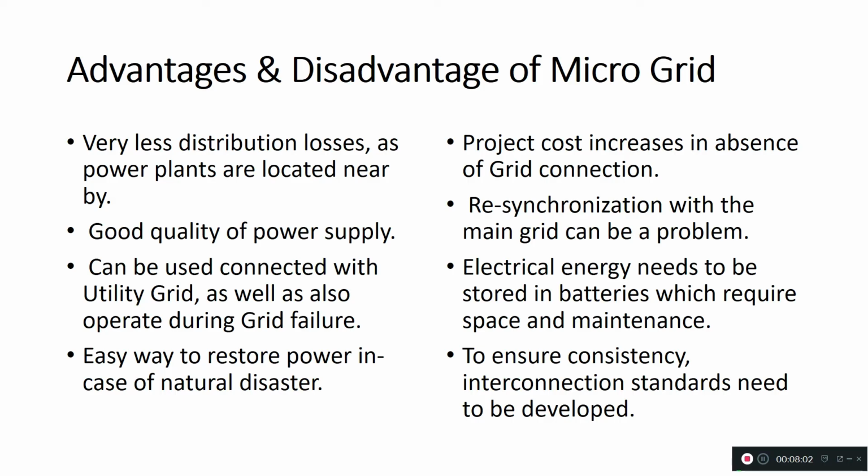Next is electrical energy needs to be stored in batteries, which require space and maintenance. Then next is to ensure consistency, interconnection standards need to be developed. Suppose many microgrids are set up. When they are connected to the main grid, when this interconnection comes into the picture, there should be proper standards and rules developed, so that suppose there is a fault from the grid side, then the microgrids are very well protected and are safe. Otherwise what will happen, the fault current from the grid is very huge and that will damage the microgrid.